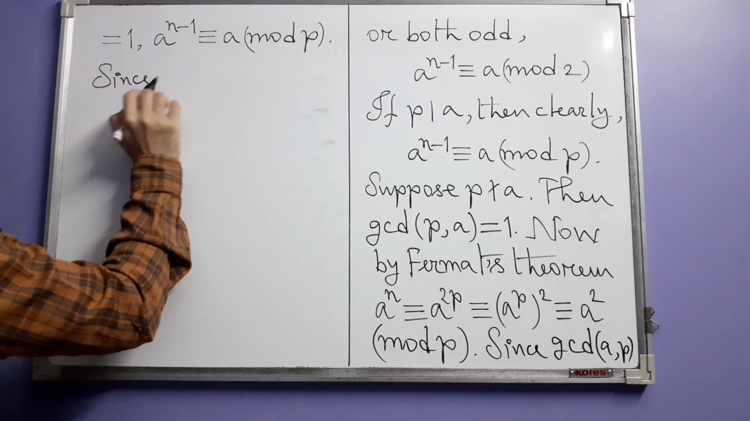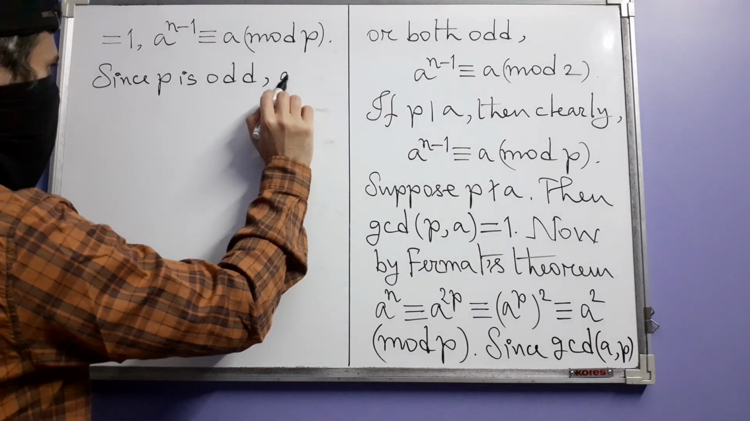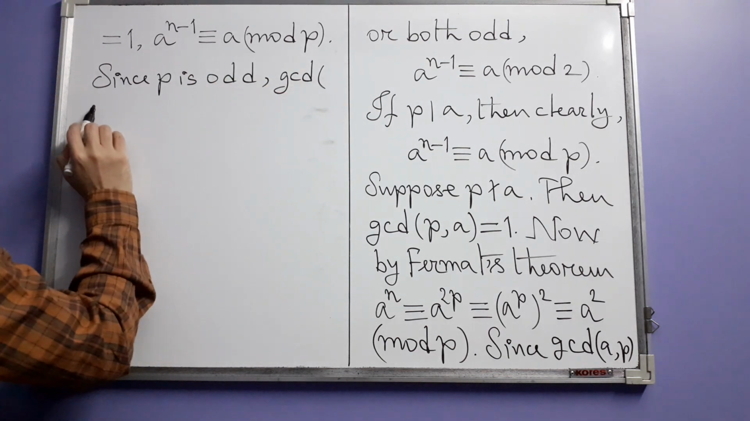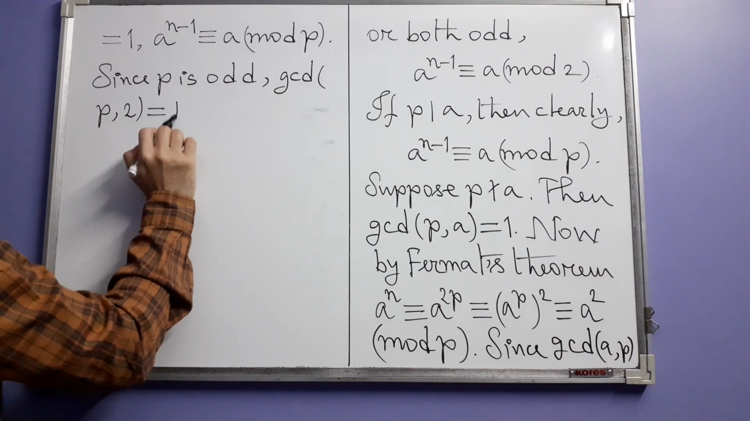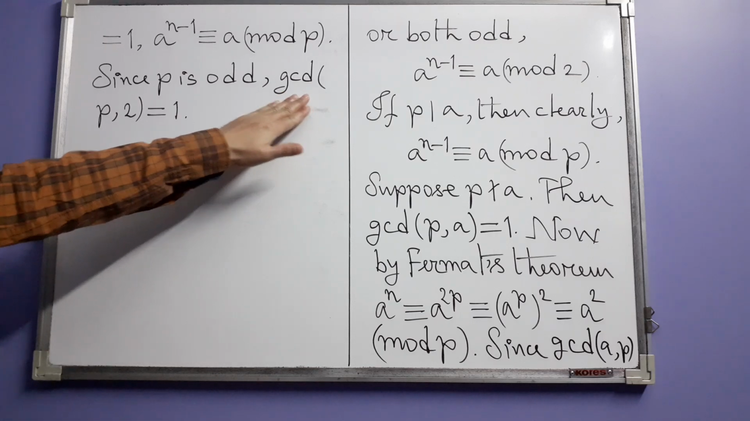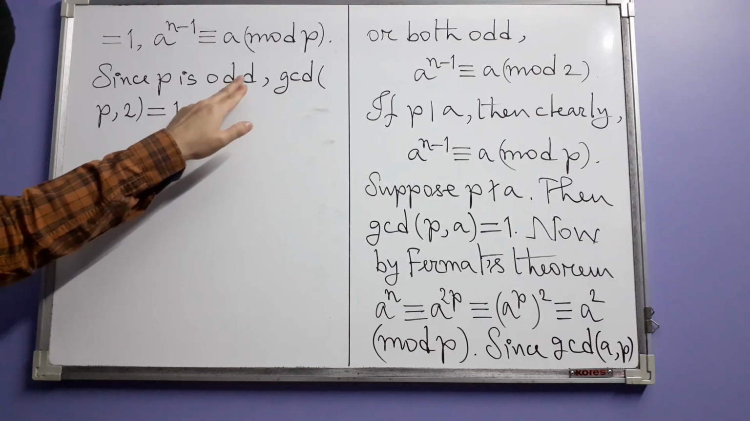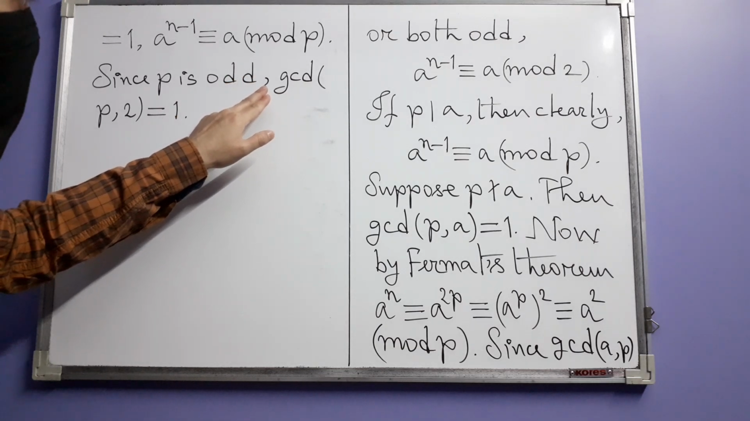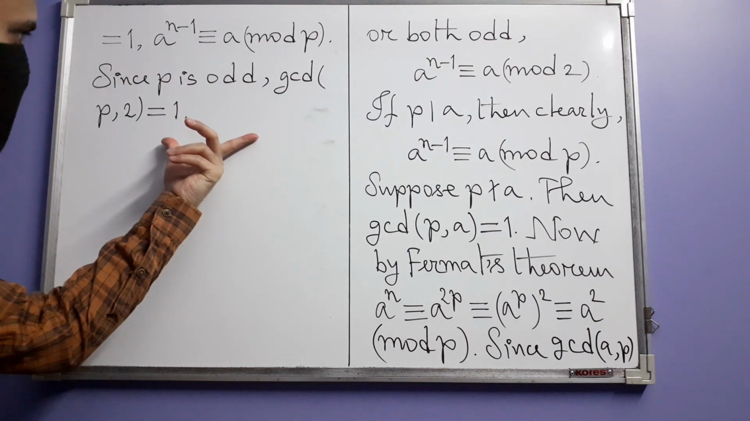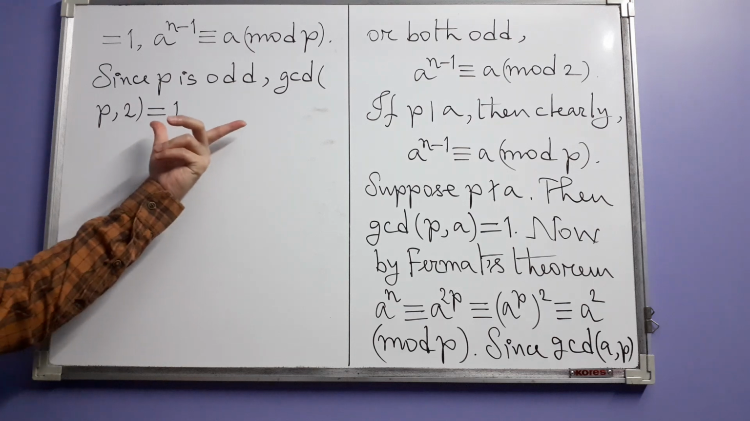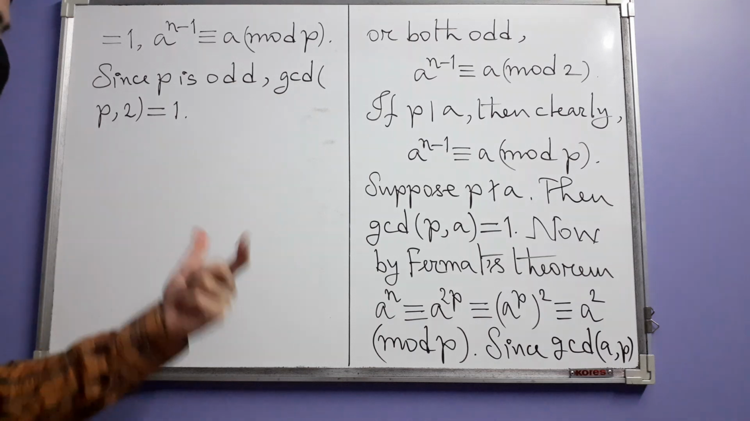Since p is odd, so GCD of p and 2 is equal to 1. The way I have written it here, you please avoid this type of writing. If your sentence stops here, I mean the word part, you write it here, not like this. You write the entire thing here, GCD of p comma 2 equal to 1, in a separate line, and then you continue.